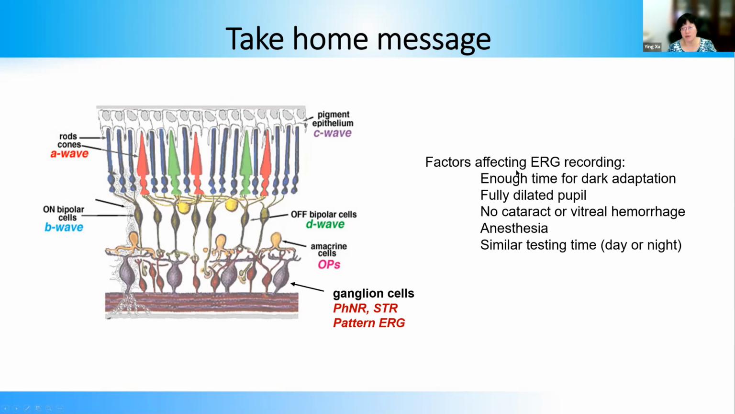And when you carry out the experiment, you have to remember there are several major factors that will affect the ERG recording. First, you want to give animals enough time for adaptation. We usually recommend overnight adaptation. You also want to fully dilate the pupil to allow full entrance of light into the retina. You want to exclude animals developing cataract or vitreous hemorrhage. You want to use the same anesthesia agent across all experiments. And because of circadian rhythm impact, you want to test animals at a similar time, either day or night. You don't want to mix them together.